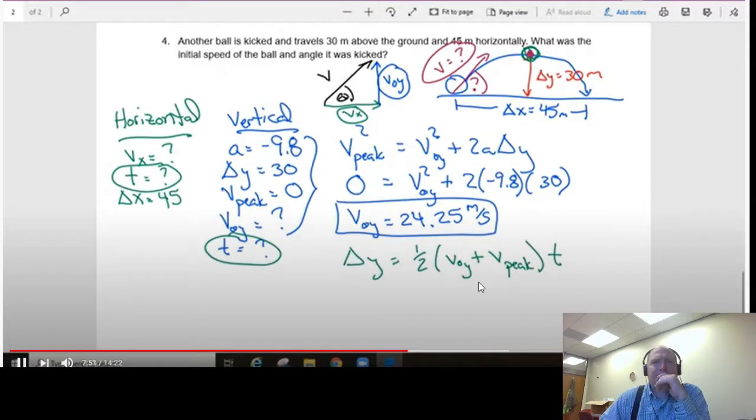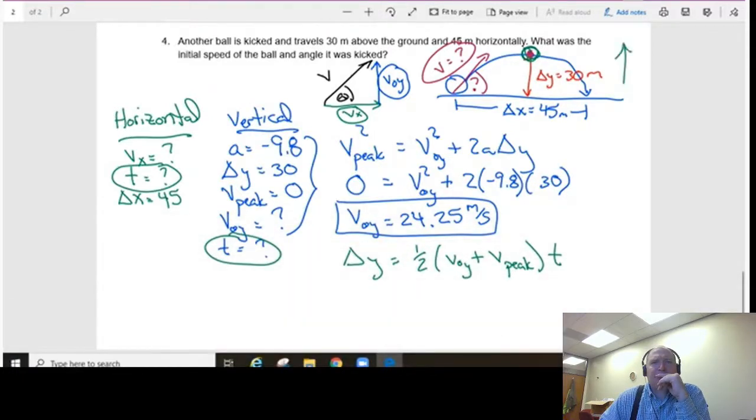Okay, and then I have to double that time to get it for the whole trip, because for the amount of time it takes you to go up, it takes you the same amount of time to come back down. So remember, when we use this equation, this is half of the total time. That's another piece that you just kind of have to remember. So let's plug this in.